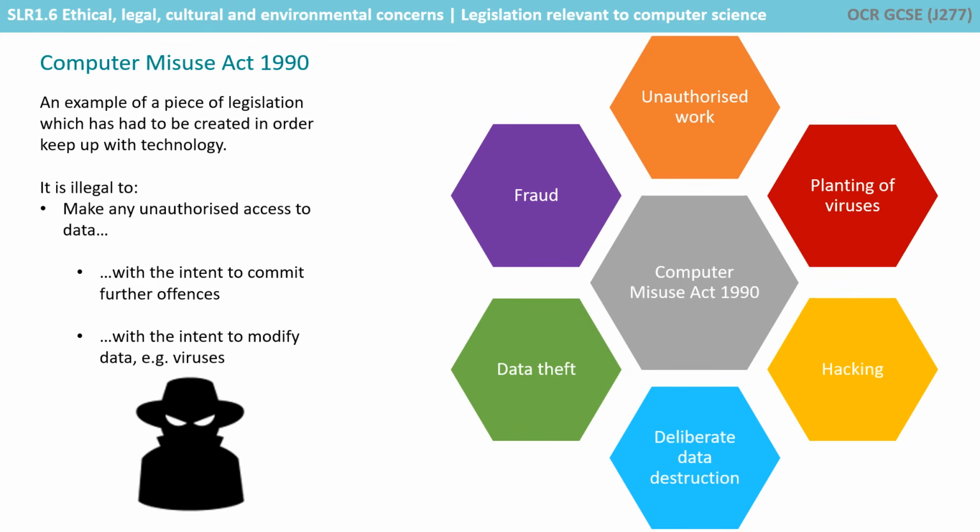Another piece of legislation you have to be aware of is the Computer Misuse Act of 1990, and this is an example of a piece of legislation which had to be created in order to keep up with technology. This Act makes it illegal to make any unauthorised access to data with the intent to commit further offences or with the intent to modify data, e.g. via viruses. By bringing in this Act, there's a whole series of online activities which are now illegal. Some examples are on the screen, like the planting of viruses, hacking, data theft, and fraud.